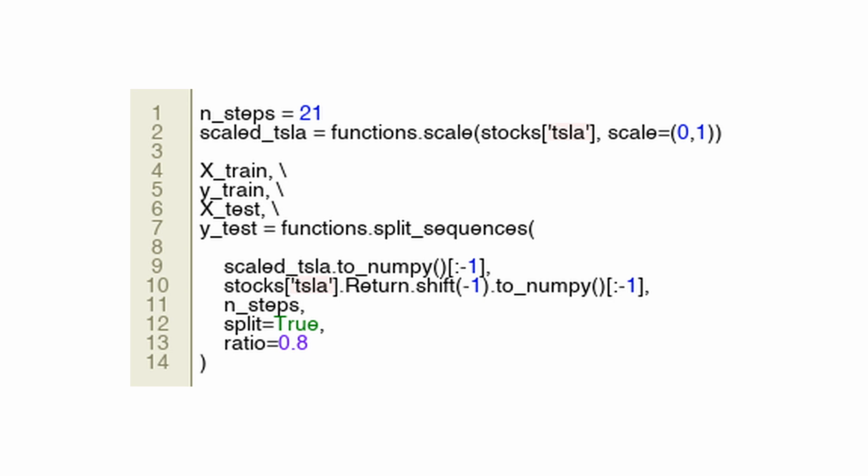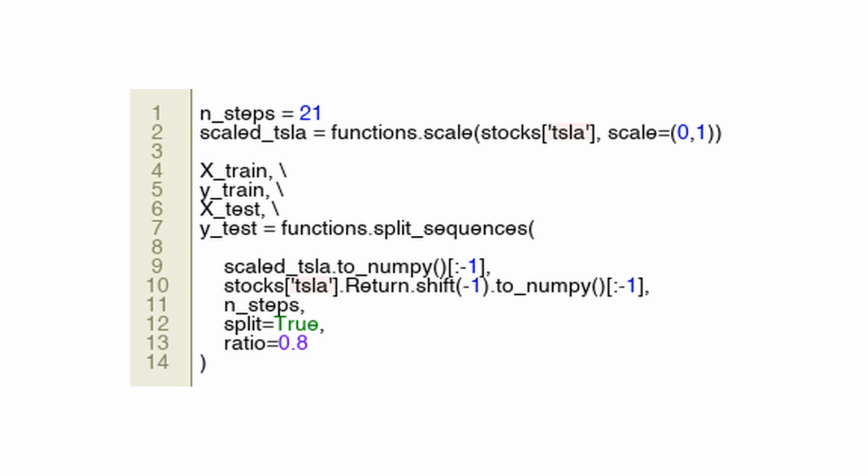Next, the Tesla stock prices, TSLA, are scaled to a range between 0 and 1. This scaling is a common pre-processing step in machine learning tasks as it can improve the performance of the algorithms by normalizing the input data. The function split_sequences is then used to transform the scaled stock prices into sequences of length n_steps. It also splits the data into training and testing sets based on a ratio of 0.8, meaning 80% of the data will be used for training and the remaining 20% for testing.